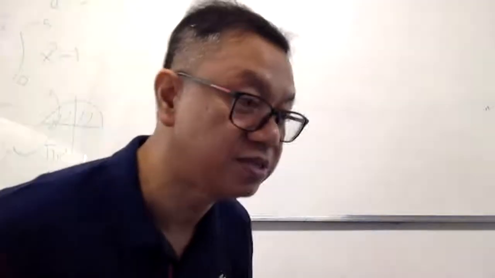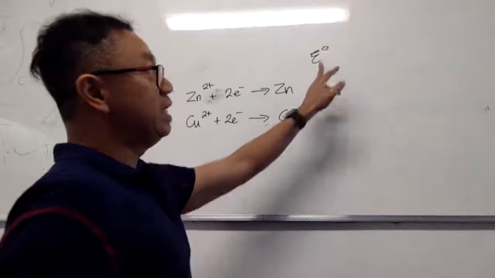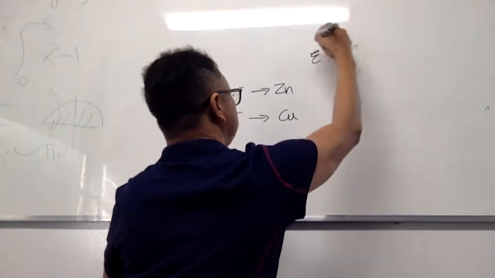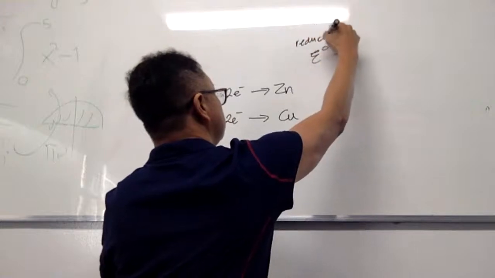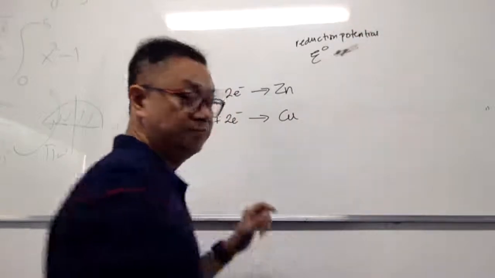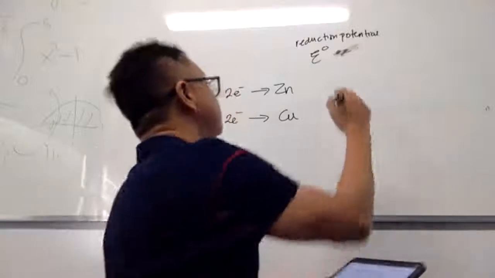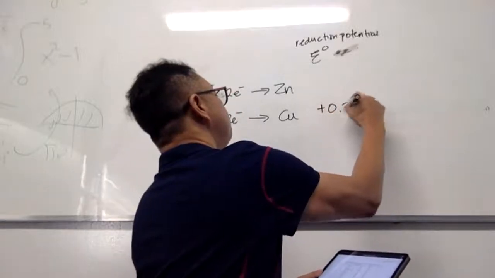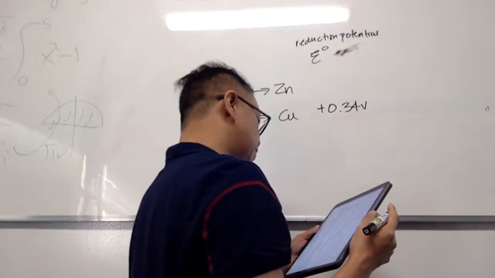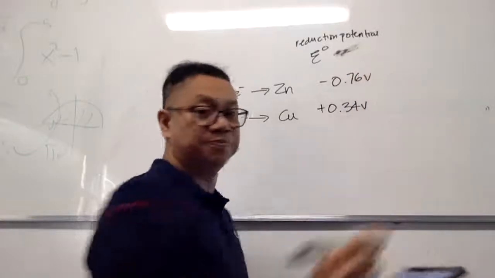You would see there a symbol E naught. E naught is what we call the reduction potential, in volts. Now, if you look at copper, this one is positive 0.34 volts. And the other one, zinc, is negative 0.76 volts.